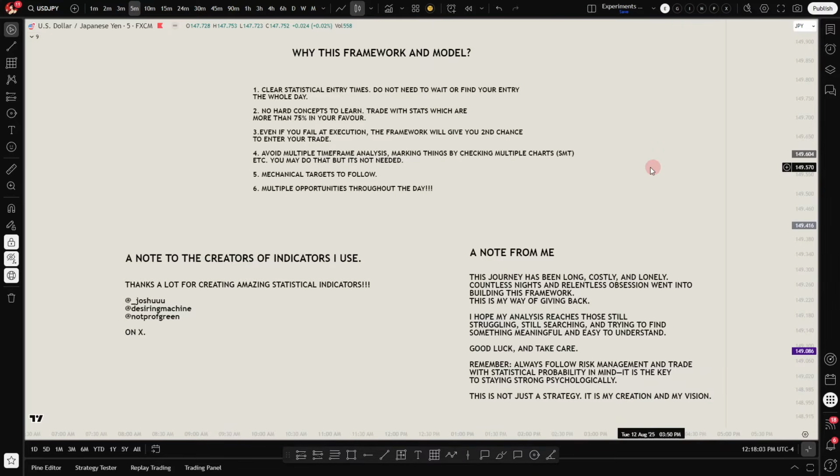Even if you miss or fail on the first attempt, the framework often provides a second chance entry, also backed by statistics. It avoids the need for endless multi-timeframe analysis or marking up multiple charts. Everything is focused, mechanical, and session-based. It gives you mechanical entries to take and mechanical targets to follow, reducing subjectivity. You also get multiple opportunities per day.